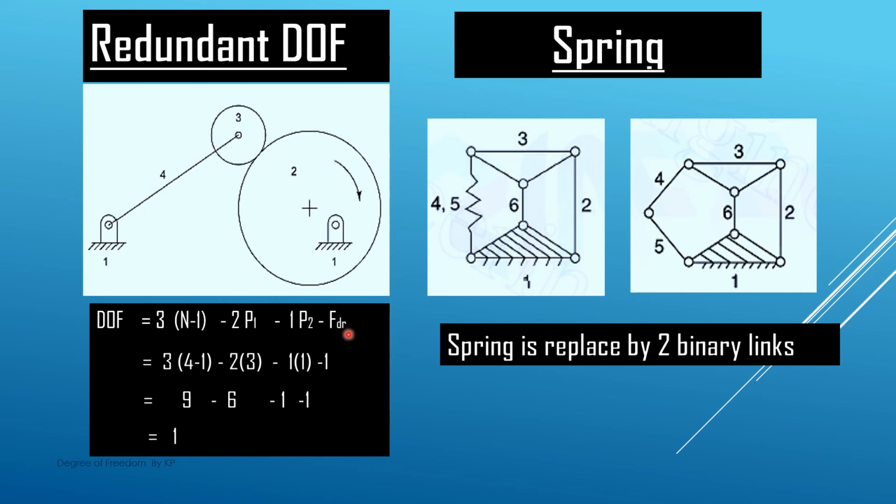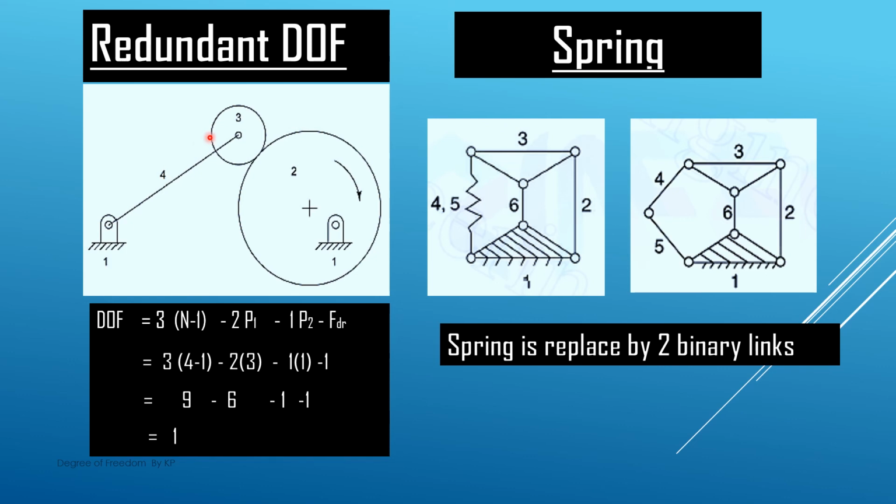Here n is 4, so this is 3 into n minus 1 minus 2p1. For the p1 pairs, meaning turning pairs, 1 and 4 have a turning pair, 3 and 4 have a turning pair, and 1 and 2 have a turning pair. So there are a total of 3 turning pairs, p1, which have a single degree of freedom. For 2 and 3, because they are the cam and follower, they have a p2 pair, which has 2 degrees of freedom, so p2 is equal to 1 in this case. FDR, the redundant degree of freedom, is 1, meaning if we rotate link number 3, it will not cause any other part of the linkages to start moving. So the total degree of freedom comes out to be 1 for this mechanism.